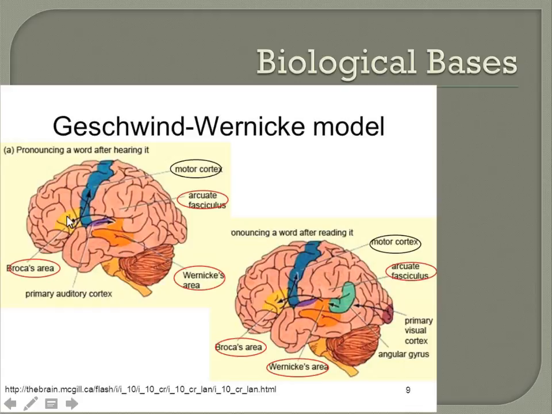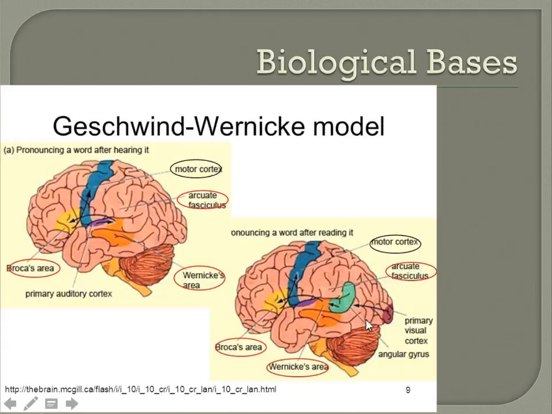Then it goes forward to Broca's. Broca's formulates the response. Okay, I want to repeat that back. The motor cortex is where the planning and the action happen. So it starts here in the auditory cortex, goes back to Wernicke's, goes forward to Broca's, and then through the motor cortex.